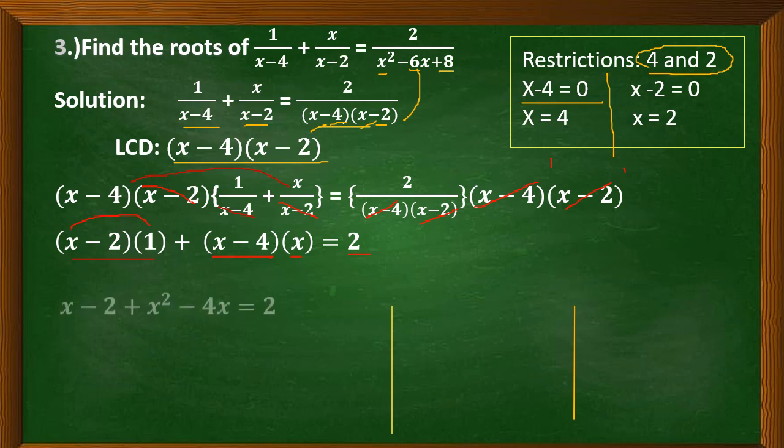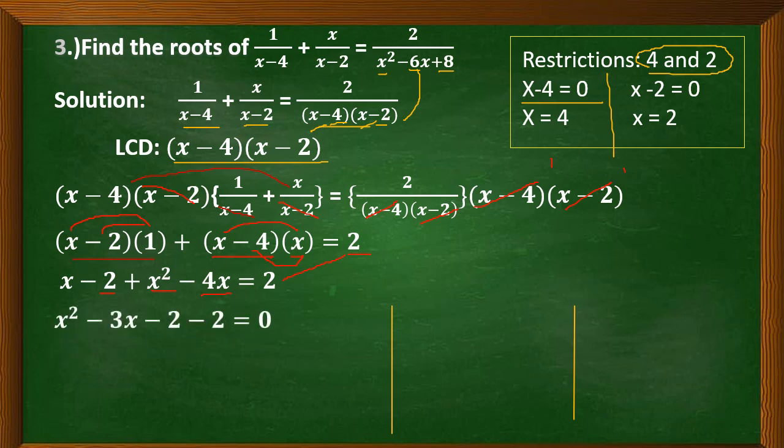X times 1 is x. Negative 2 times 1 is negative 2. Then x times x is x squared. Negative 4 times x is negative 4x. And bring down 2. Now we have to combine similar terms and transform the equation to the standard form of quadratic equation.